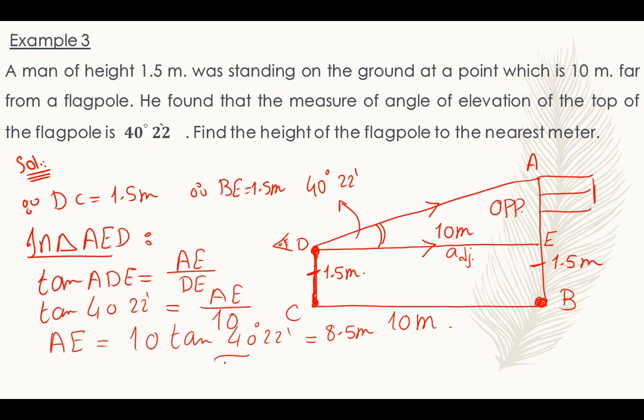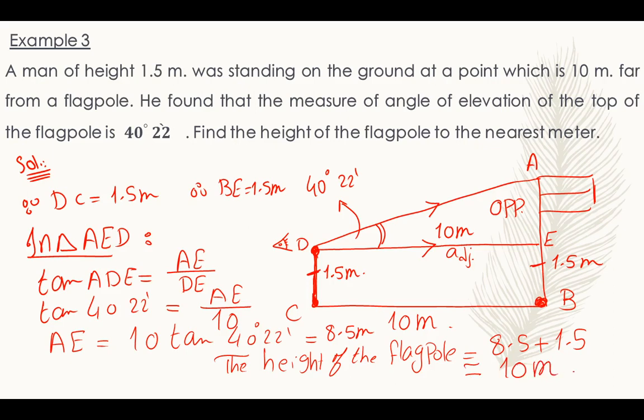So the height of the flagpole will be equal to AE, which is 8.5, plus EB, which is 1.5. So the height of the flagpole is approximately equal to 10 meters.